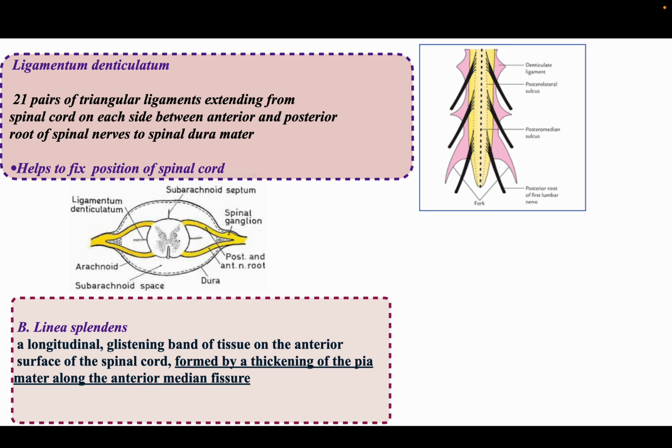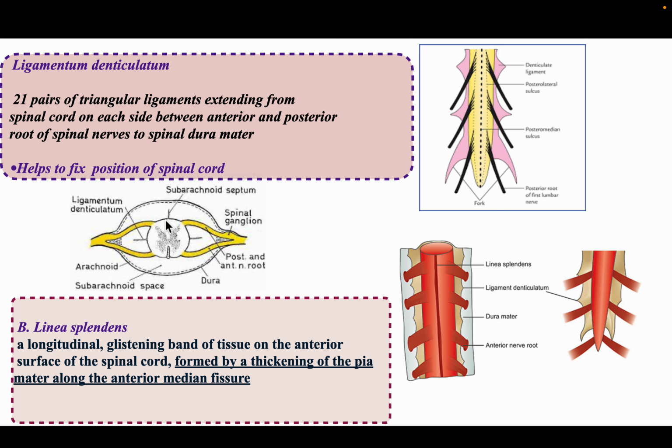Then comes the linea splendens. It is a longitudinal glistening band of tissue on the anterior surface of the spinal cord which is formed by the thickening of the pia mater along the anterior median fissure.